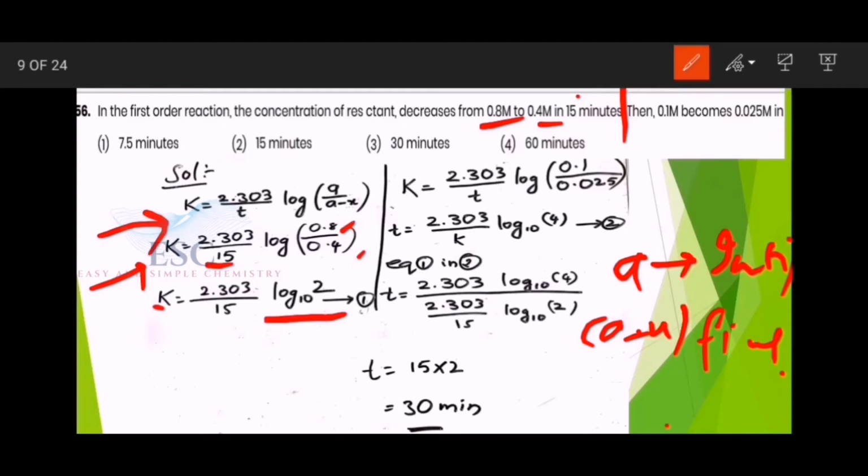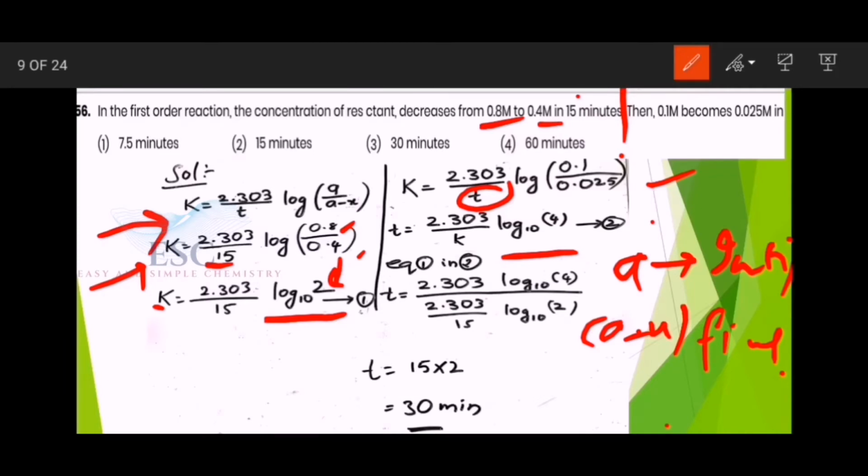The k is equal to 2.303 by 15 log, so that value is log 10 2. That is the first order reaction. Substitute the initial value. We don't know the t here, so k is equal to 2.303 by t log of the initial reading 0.1 by 0.025, that is the final reading. So what is the value of this one? 0.1 by 0.025, that is log 10 4.